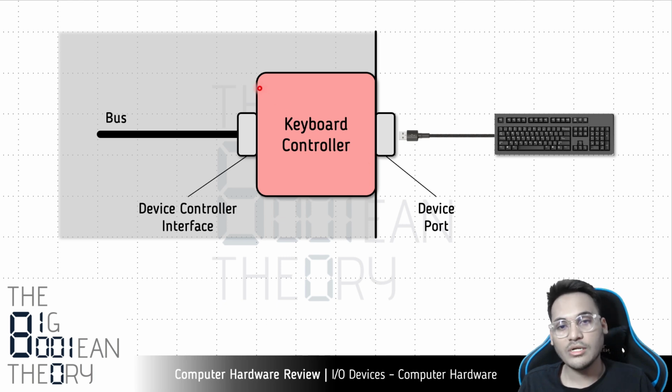Now let's look into the internals of the computer hardware. This is the region that is hidden from you, and you can view it when you open up the computer system. Hidden from you is the other connection where the controller is connected with the bus, and that connection is called the device controller interface. This is the connection with which the software communicates with the hardware, and all commands from the operating system will come to this device controller interface via the bus.